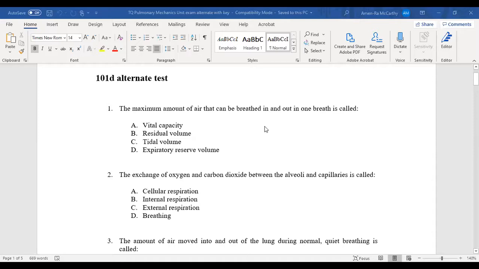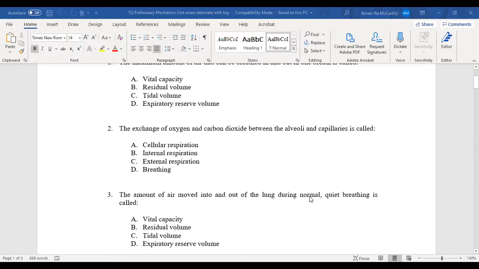Number 2, the exchange of oxygen and carbon dioxide between the alveoli and capillaries is called what? Put that in the chat. What is that called? Good, good. External respiration.